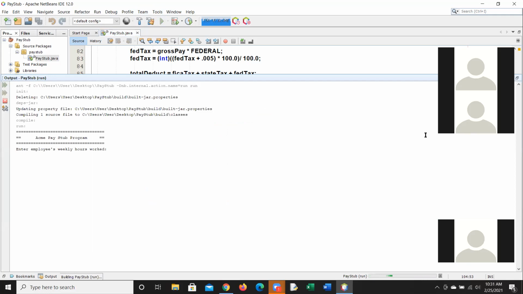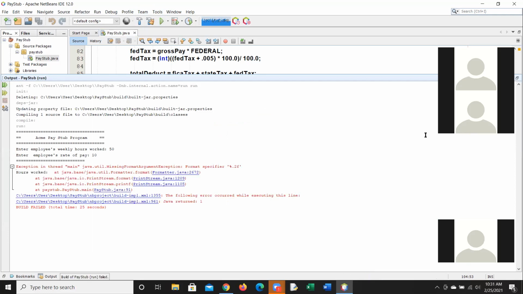Okay, so if I work 50 hours a week at $10 an hour, that would mean I'd get 40 hours a week at $10 an hour. So that's $400. And then 10 of my hours would be at time and a half. So that would be another $150. So my gross pay should be $550.